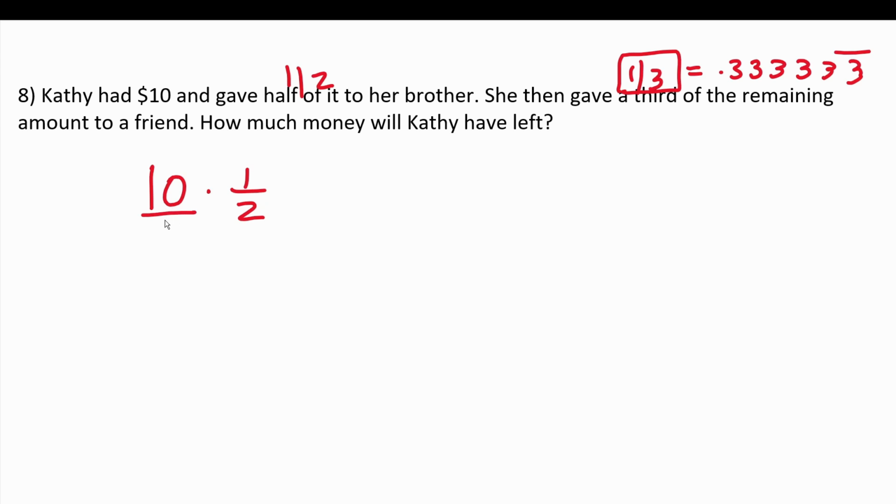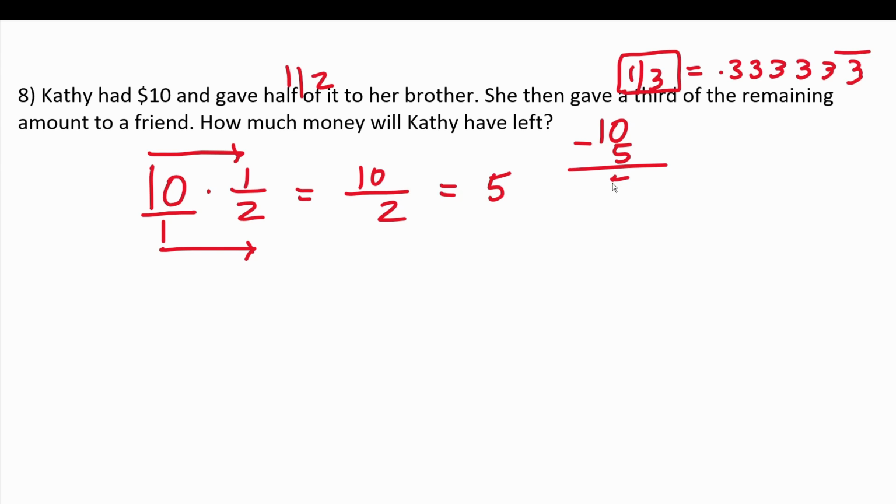Again, we're going to write 10 as 10 over 1, and now we're going to multiply straight across. 10 times 1 is 10, and 1 times 2 is 2. Again, we're going to treat this as long division or division. 10 divided by 2 is 5. So half of 10 is 5, which means she gave $5 away to her brother. And again, that's 10 minus 5. That leaves Kathy with $5 left to herself.